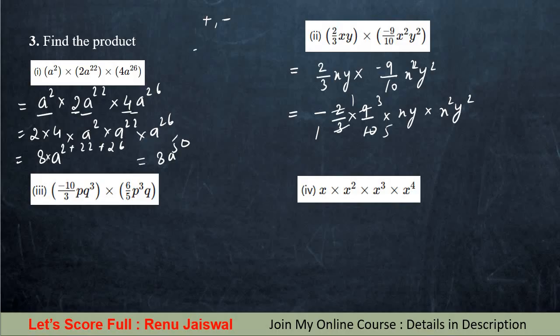And suppose they would have been something like 2 by 3 plus 9 by 10, then we make the denominator the same before doing addition or subtraction. So here it is minus. 1 into 3 is 3, 1 into 5 is 5. x raised to, here I have 1 and then 2. Add that, then y, 1 and 2, I have 3. This is the answer.